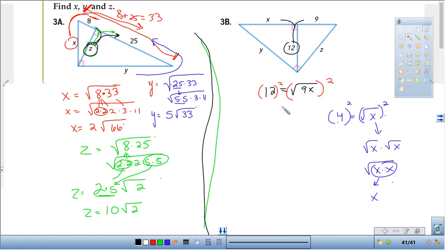So once I square this one, guess what I get on this right side? On this right side, I get 9x. What do I get on this side? 144. That's not too bad, is it? Going once, going twice? Okay, let me show you this all over again.